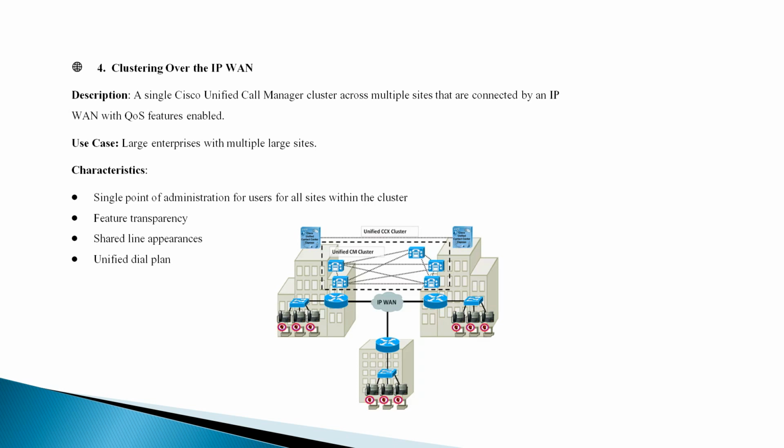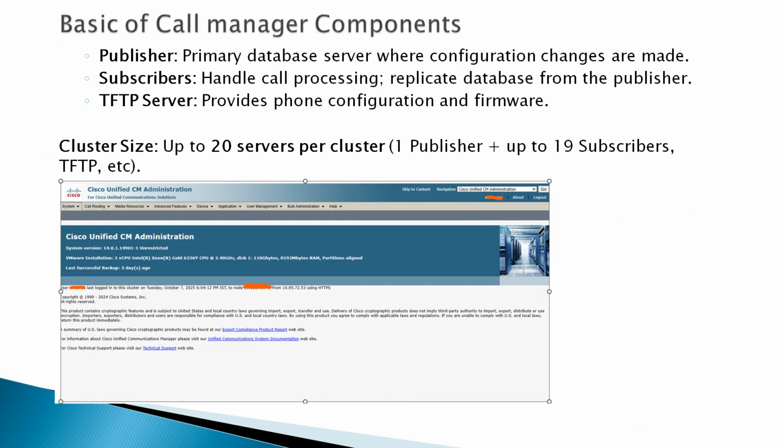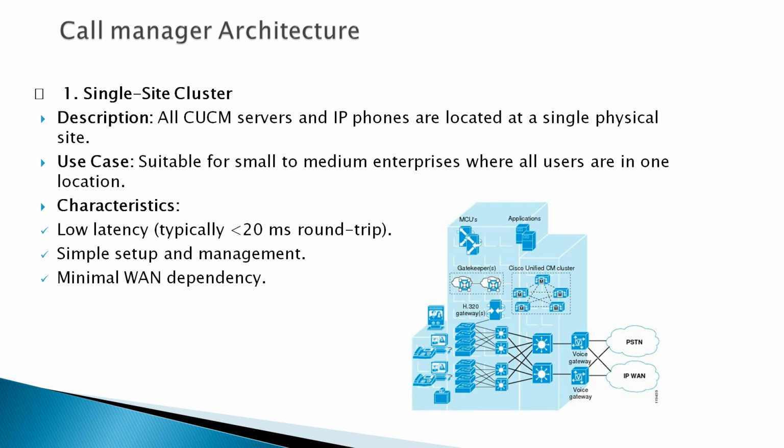So while designing your solution, you must have the basic information: how many clusters you need to build, and in a cluster how many subscribers you can provide, and the TFTP you can provide to the customer, right? Publisher is one in a cluster, right? And up to 19 subscriber or TFTP servers you can provision in a cluster, and that depends upon the customer requirement. You can provision them for a single site if the site is not big and all the users are located at the same site.